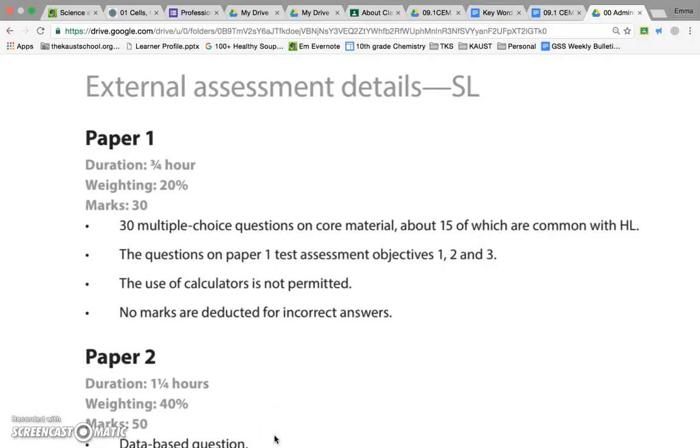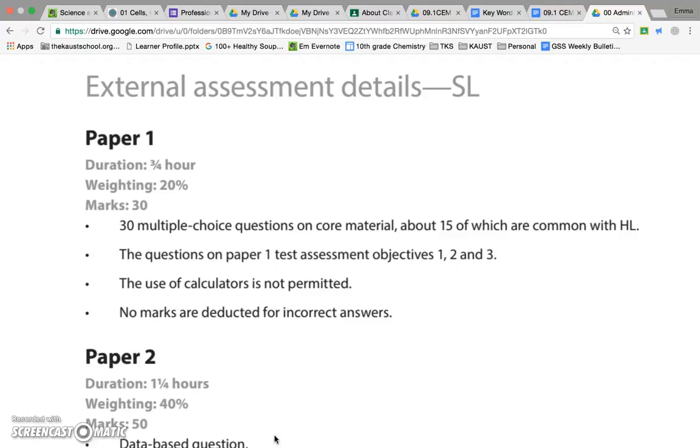Okay, I just want to give you a little bit of information about what you're entering into. So at the end of the 2-year diploma course in biology, you are going to sit 3 exams. The differences between the SL and HL are generally that they're a bit longer for the HL. There is a slight difference on the weighting, like how much of your final grade that counts for, and how many marks it's out of.